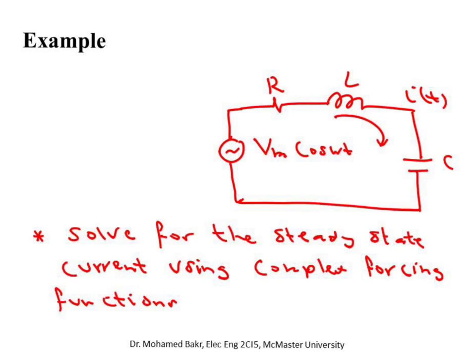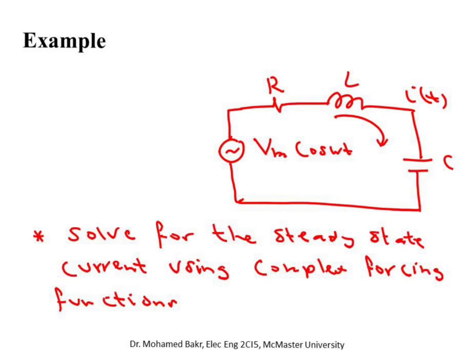This concept is very simple, and I will illustrate it through one example. We have here a series RLC circuit, so this is a second order circuit. We'd like to solve for the steady state current using the complex forcing function. So what we are going to be doing, we'll write the differential equation governing this circuit, and then we will replace this excitation here by a complex excitation. So this is not going to be Vm cosine omega t, it's Vm e to the j omega t. And then we do our analysis, and at the end we take the real part to determine the currents and the voltages everywhere. So let's see how this will be done.